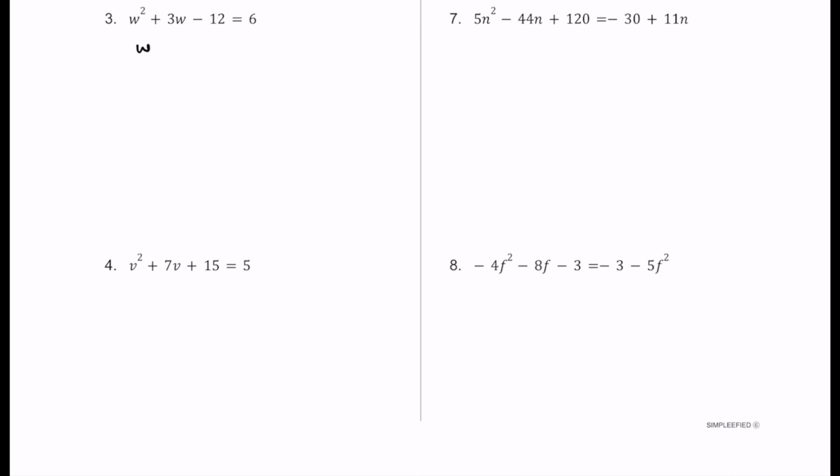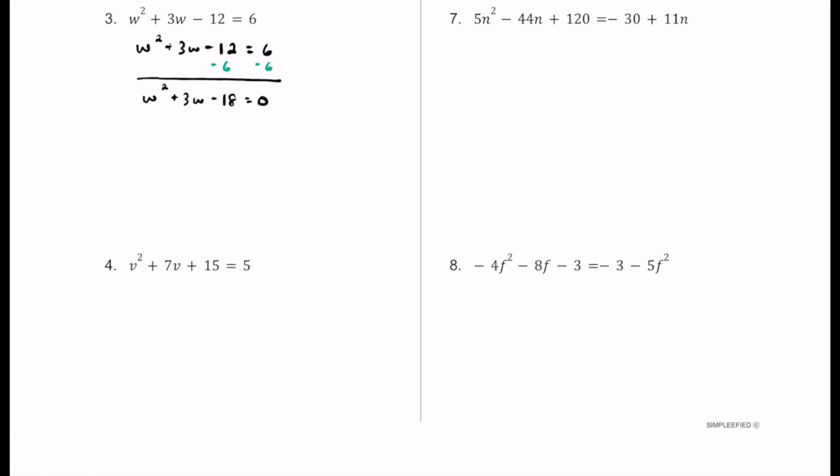For number 3, we have w squared plus 3w minus 12 is equal to 6. Again, we want everything to equal 0, so let's subtract 6 from both sides of the equation. If we do that, we get w squared plus 3w minus 18 is equal to 0. Now we're going to see if we can factor this.